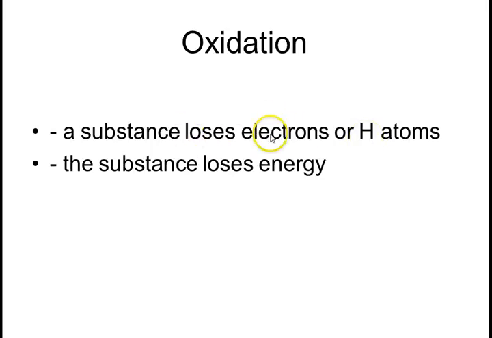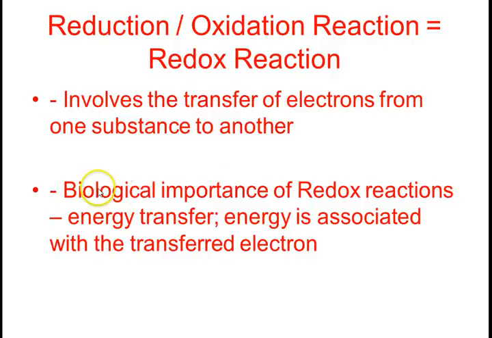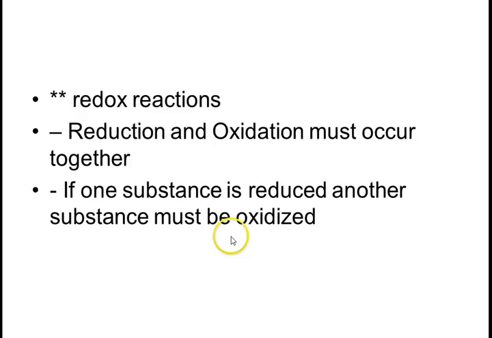Well, remember, there's energy associated with these electrons, so a substance that loses these electrons loses energy. So the biological importance of this redox reaction is that it's a means of energy transfer. Energy is associated with that electron that is transferred.